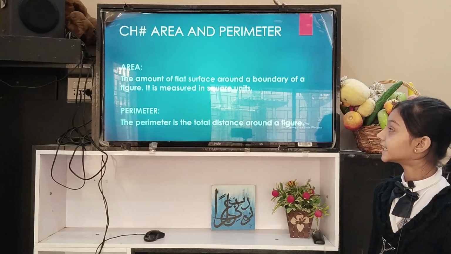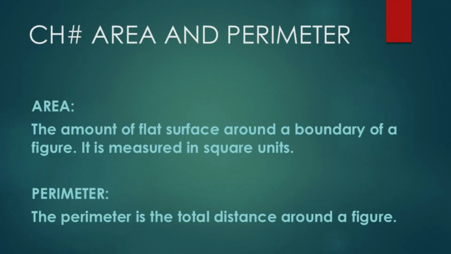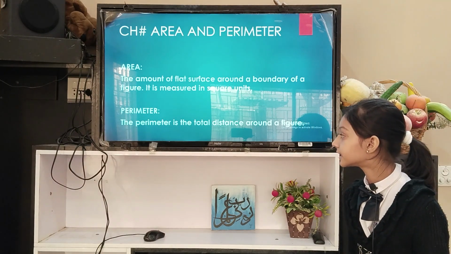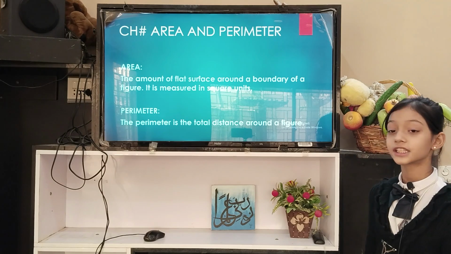Chapter number 10, area and perimeter. Area is the amount of flat surface inside the boundary of a figure. It is measured in square units. Perimeter is the total distance around a figure.